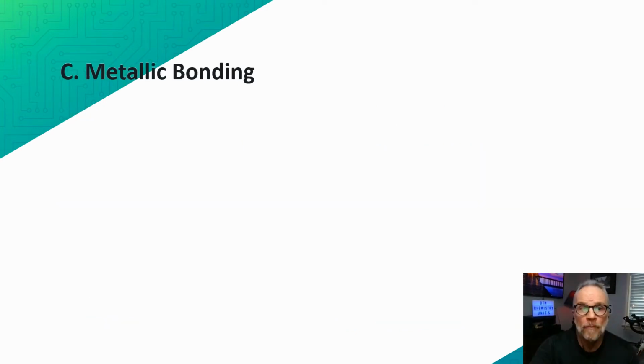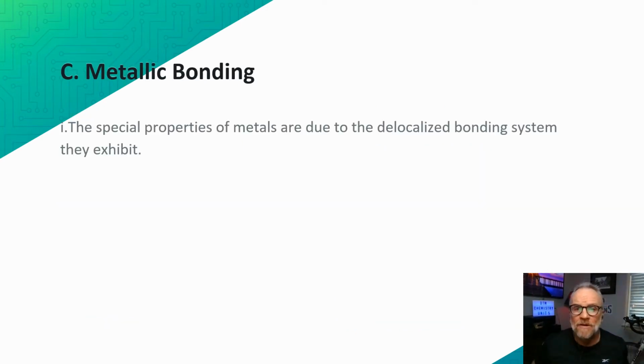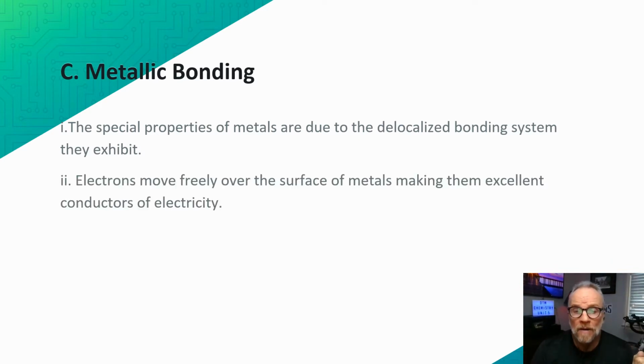Metallic bonding. These are special types of bonding that's due to a delocalized system. And what that means is that the electrons are free to move across the surface of the metal. And a lot of times they give an analogy of a sea of electrons floating across the surface. They move freely, and this makes them excellent conductors of electricity.